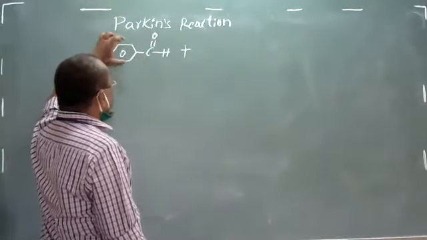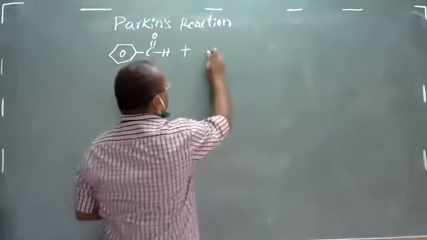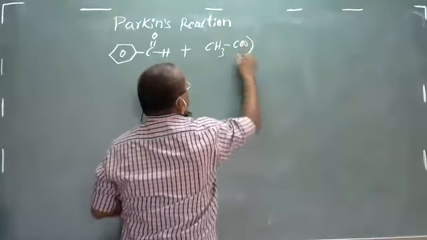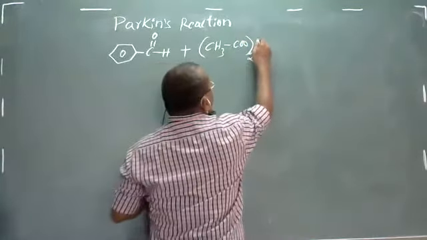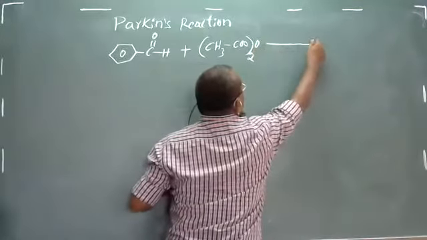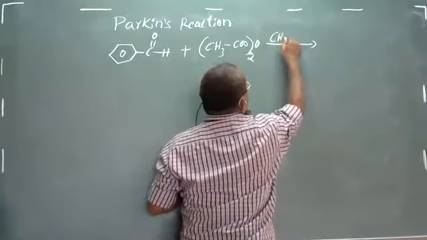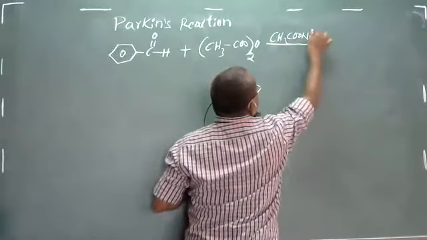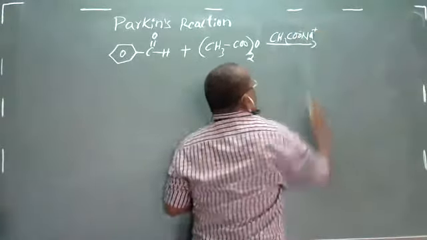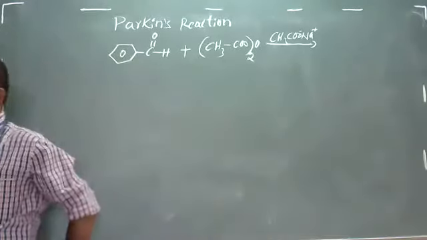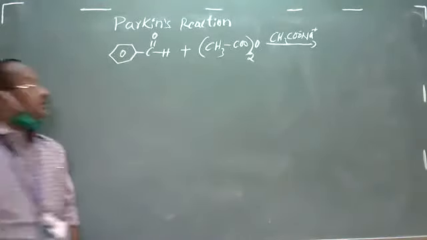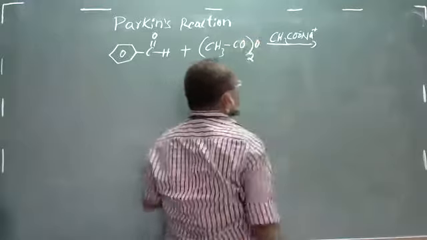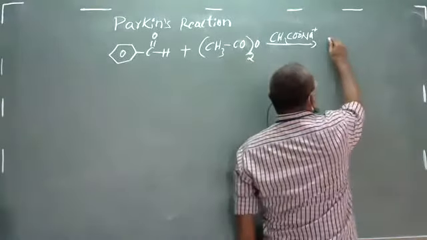So in the reaction, benzaldehyde is going to react with the acetic anhydride in presence of sodium salt of acetic acid, sodium acetate, to form alpha beta unsaturated acid.